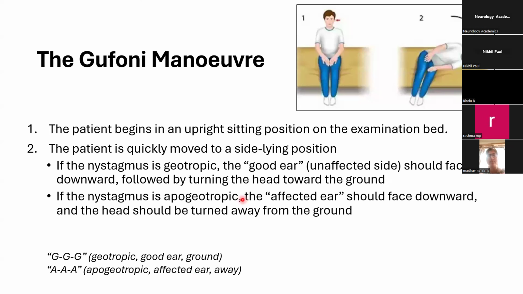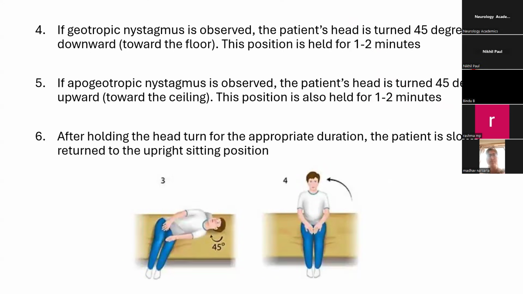So the initial step is, from the sitting position, he is made to lie down. And if it is a geotropic nystagmus, he is made to lie on the good ear. If it's apogeotropic, he is made to lie on the affected ear. The next step is turning the head 45 degrees upwards or downwards. So if you remember that code GGG, for geotropic, the head is turned 45 degrees downwards towards the ground. For apogeotropic, it is 45 degrees away from the ground. So after doing that, the patient is made to sit up.